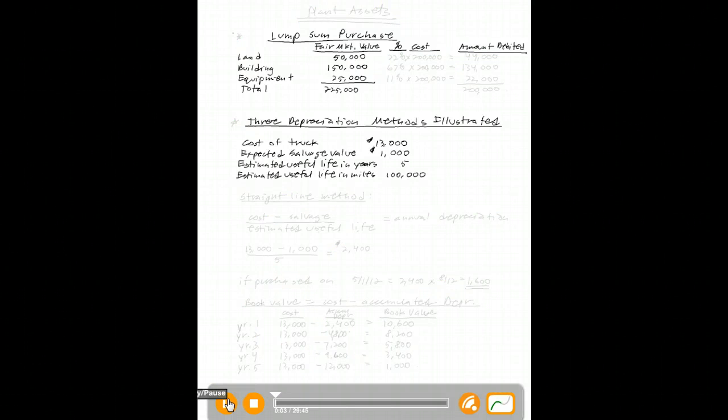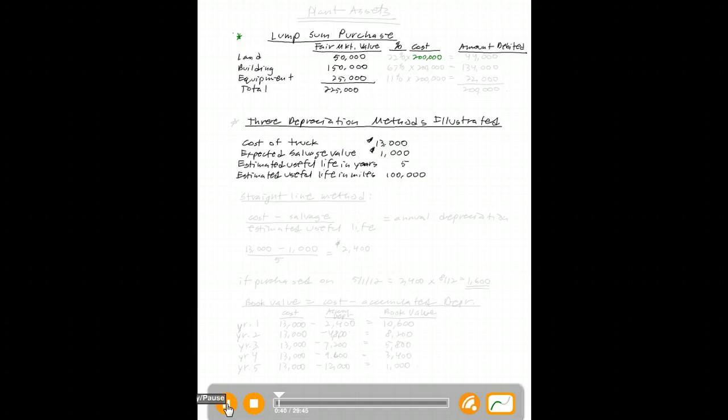This is a lump sum purchase problem. If you buy land that was appraised at $50,000, a building for $150,000, and equipment for $25,000, you're buying something worth $225,000. Let's say you get a real deal on it, and it only costs you $200,000. So the total debits have to be $200,000, even though it's worth $225,000.